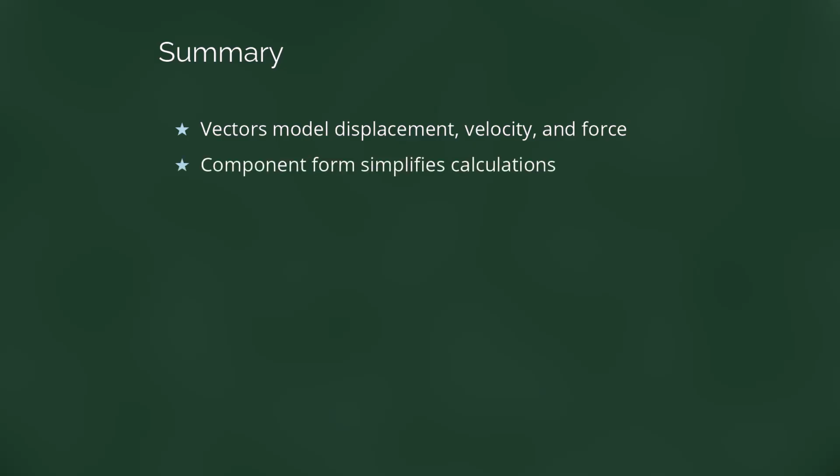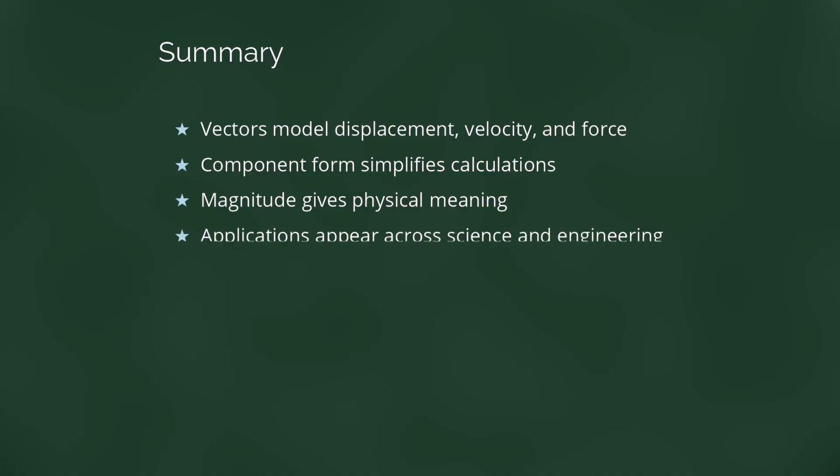All right, we'll wrap this up with a quick summary of what we've seen here. We know that we can use vectors to model things like displacement, velocity, and force. We saw examples of each of those. We also saw that when we use the component form of a vector, it helps us to simplify our calculations because we can use simple addition, subtraction, things like that to equate forces to one another. The magnitude of the force has a physical meaning. We saw that it could represent the weight of a load, the speed of a boat, things like that. And so we'll note that vectors are incredibly useful with applications across science and engineering.